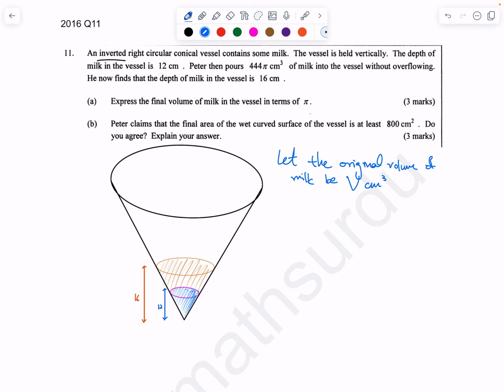Okay, let's find that. So let's say this smaller cone, that's the original milk, right? That is V. So that is V much of it. And then there's a little bit more, 444 pi more. And then so in now total, this middle one is V plus 444 pi. And then the smaller one is just V. Okay, and then I want to find what? Well, we need to find the final volume of milk. That means I need to add up both of them in the end.